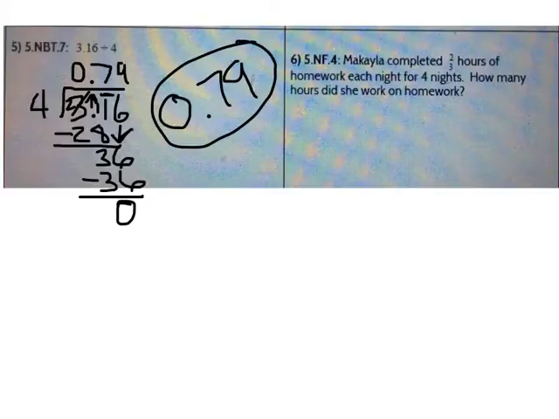Let's look at number 6. Michaela completed 2/3 hours of homework each night for 4 nights. How many hours did she work on homework? What operation would I need to use to solve this problem? I would need to multiply because I'm repeatedly adding 2/3 hours of homework.